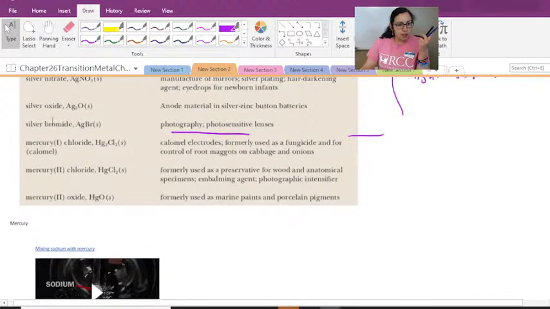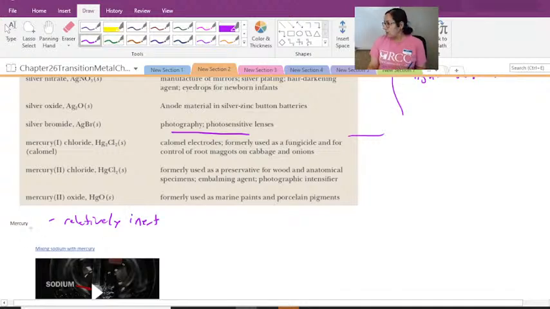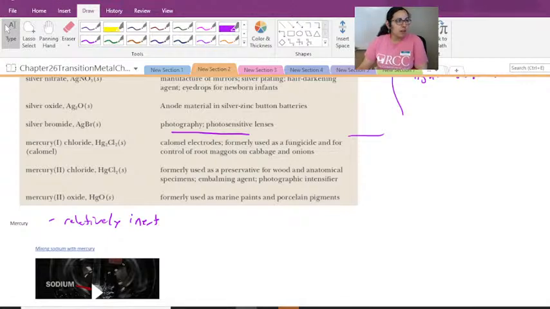And let's see, last but not least on this fun fact is, of course, mercury. So mercury is relatively inert, at least just elemental mercury. I think elemental mercury kind of gets a bad reputation. And so that's, again, relatively safe.